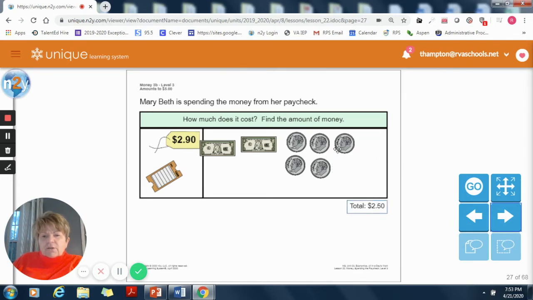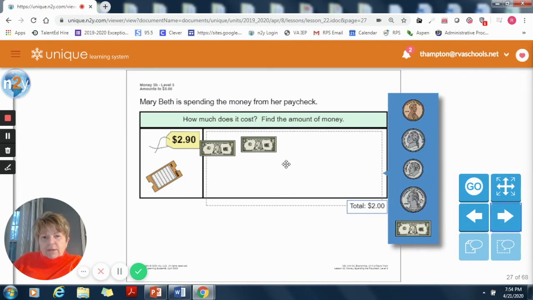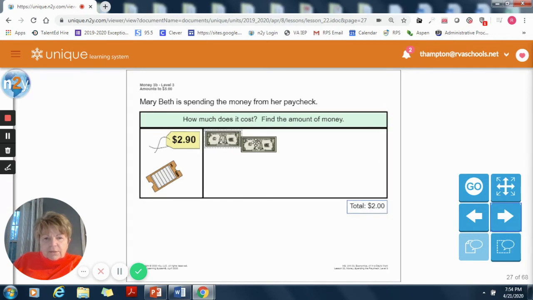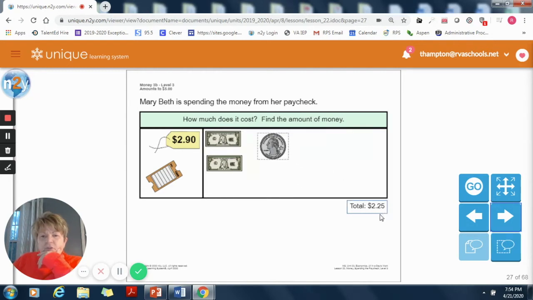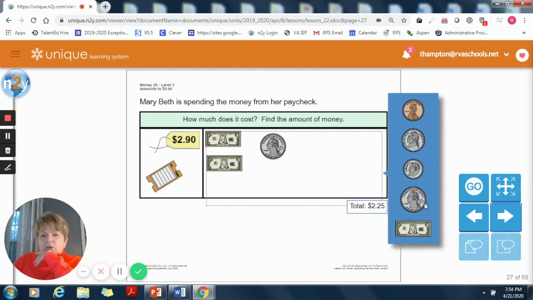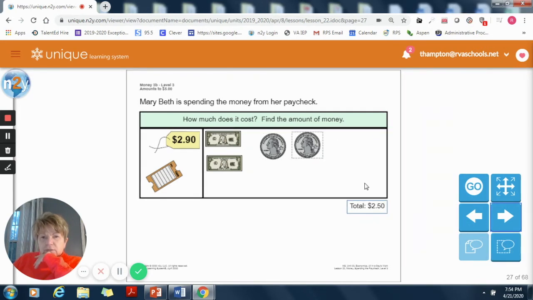Let's try a different way. We're going to clear the board. We're going to take all of these away. And let's just start now with our largest coin. Okay, we're going to reorganize our dollars nice and straight here. And let's start with our largest coin. So 25, 2 quarters. We know 2 quarters equals 50 because we've done that in several other lessons.